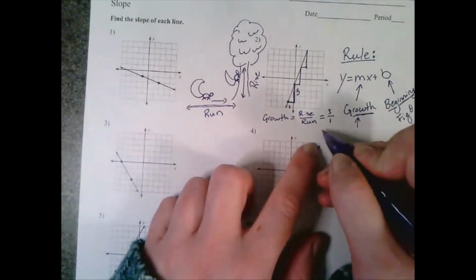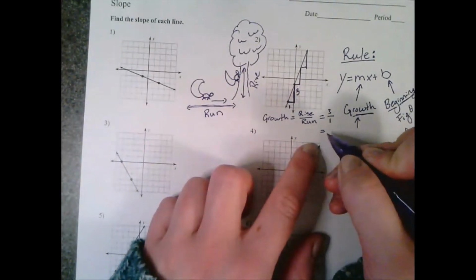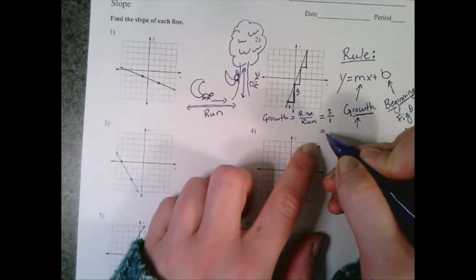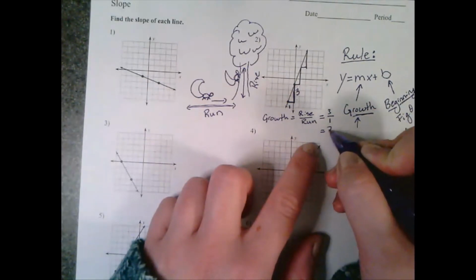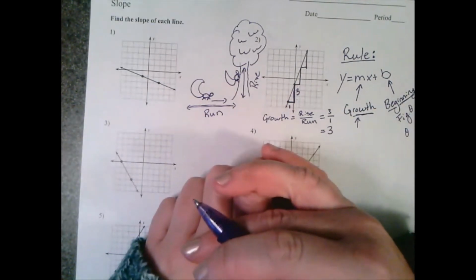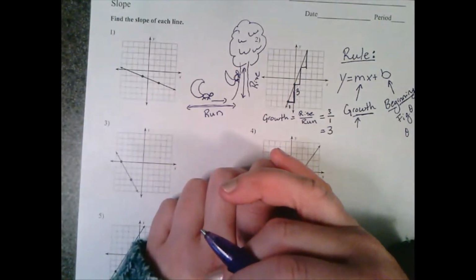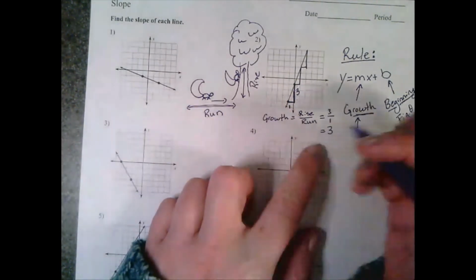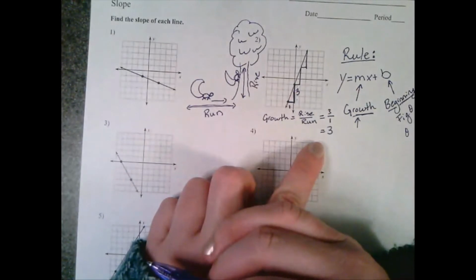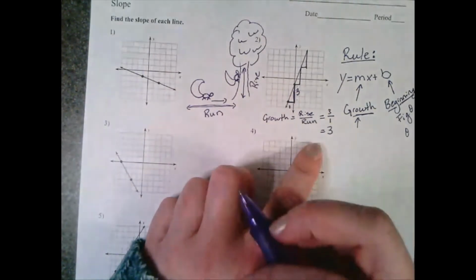Okay? So 3 divided by 1 is what? Hopefully you said it's 3. Think of it this way. If you had 3 cookies and no friends, how many cookies would you eat? Probably all 3. So it's a 3. Okay? So our growth in this case is 3.